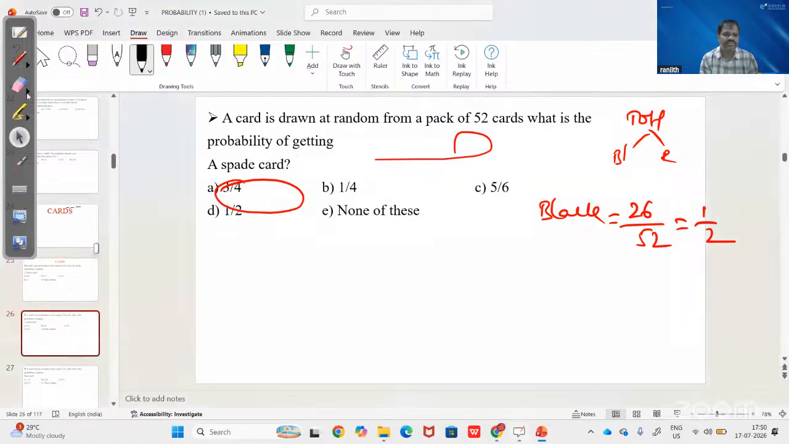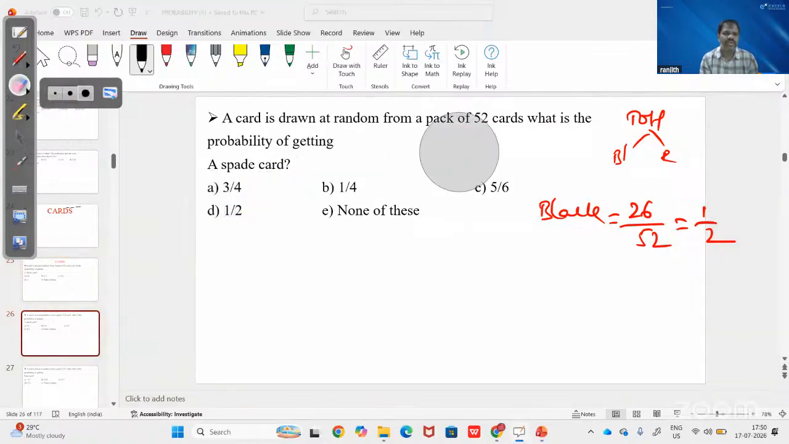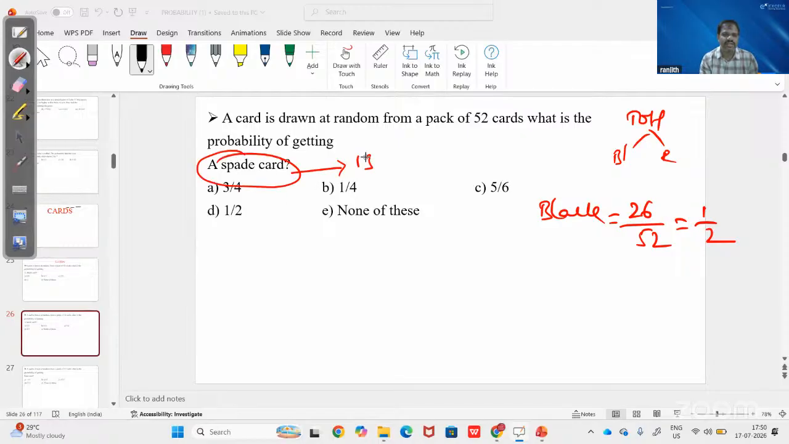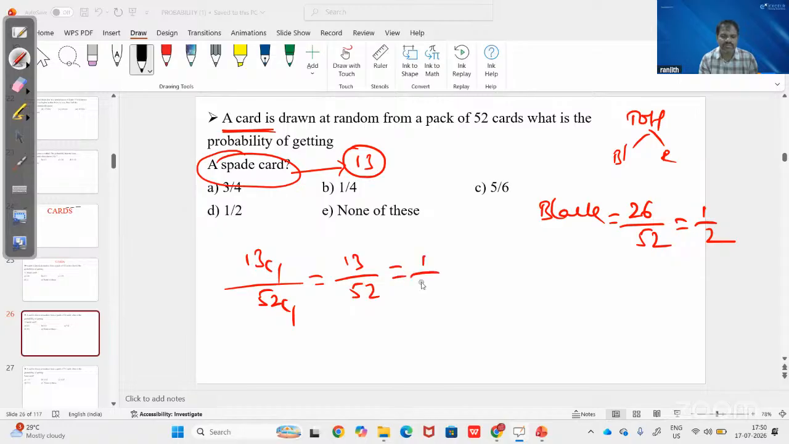Next. Probability of a spade card. Spade card is nothing but one set, and each set contains 13 cards. Only one card is drawn. So it is 13 C1 by 52 C1. 13 C1 is 13, so 13 by 52 is equal to 1 by 4.